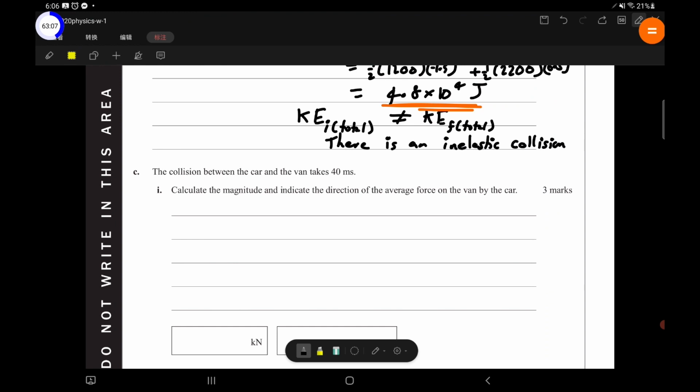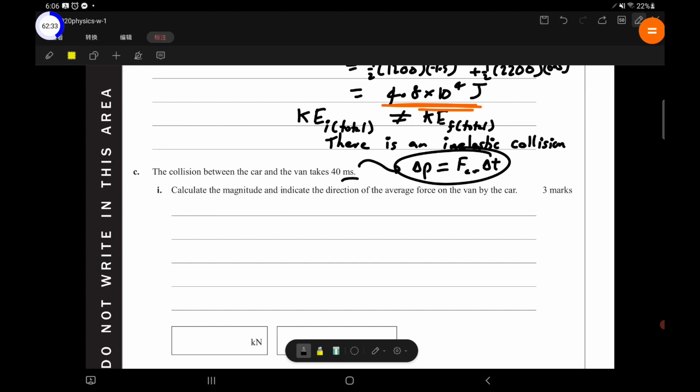All right, so now we are incorporating the idea of time into this. The collision between the car and the van takes 40 milliseconds. Time plus momentum. What does that remind you of? Well, open up your formula sheets. We bring up this formula: the change in momentum is equal to force times the change in time. That's the formula that should first pop up in your mind when you see time and momentum included in the same question.